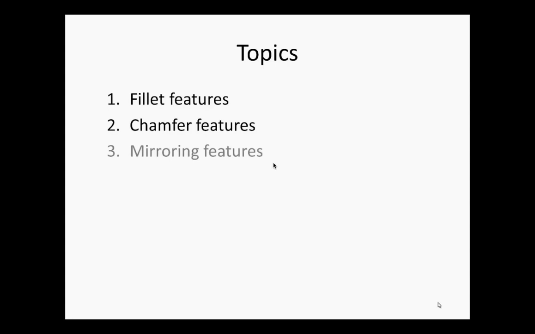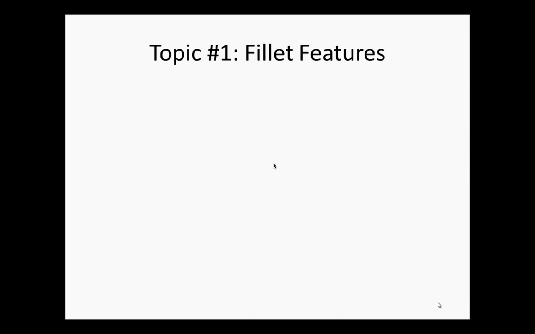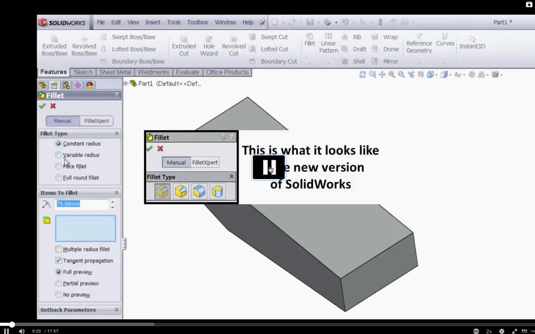Here are topics we will discuss in this video: fillet features, chamfer features, mirroring features, accessing planes within a feature command, and an example tutorial demonstrating these concepts. Topic number 1, fillet features. Let me demonstrate the fillet feature in SolidWorks. Here's the tool. If I select that tool, I can choose a number of different options: constant radius, variable radius, face fillet, or full round fillet.